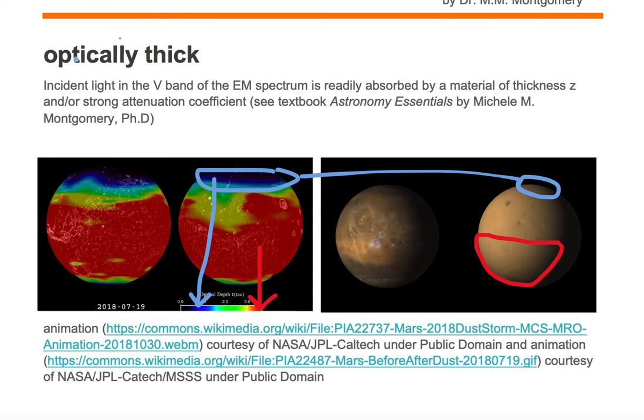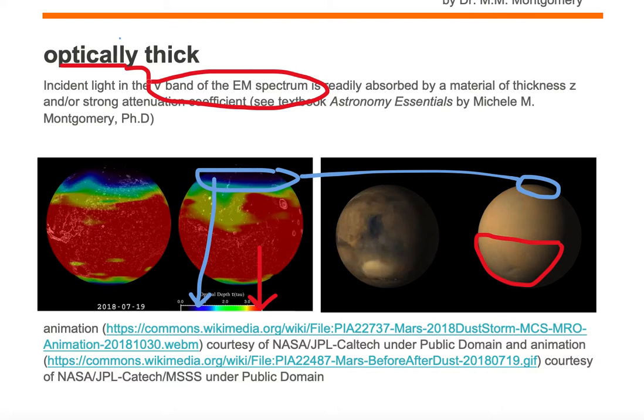So let's break down optically and thick. Start with optically. Optically means V-band of the electromagnetic spectrum, and that includes some of the infrared band. But we're not talking about the radio band, the X-ray band, gamma ray band, or any other band. So optically is referring to the V-band or a little bit of the infrared band.